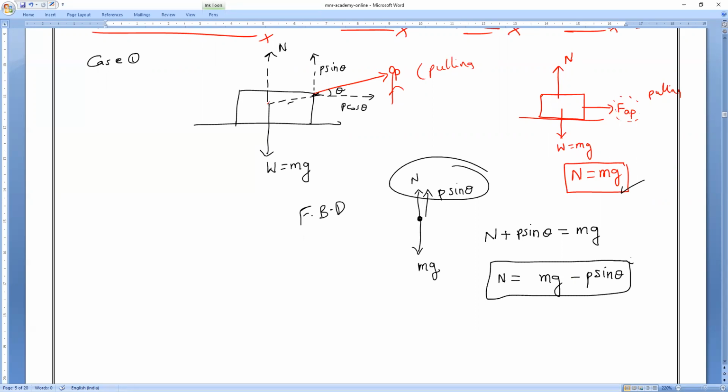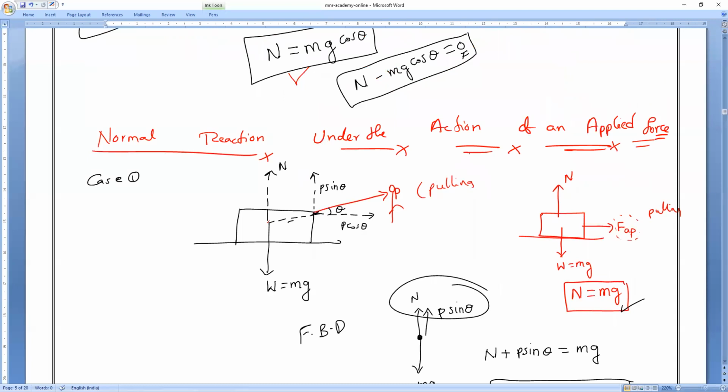Sir, one doubt. First of all, we need to find the backward direction only, no, sir? Then why are you finding the value for the normal force? Mari, our question is to find the normal reaction under the action of an applied force. Do you understand? Clear? Yes, sir.